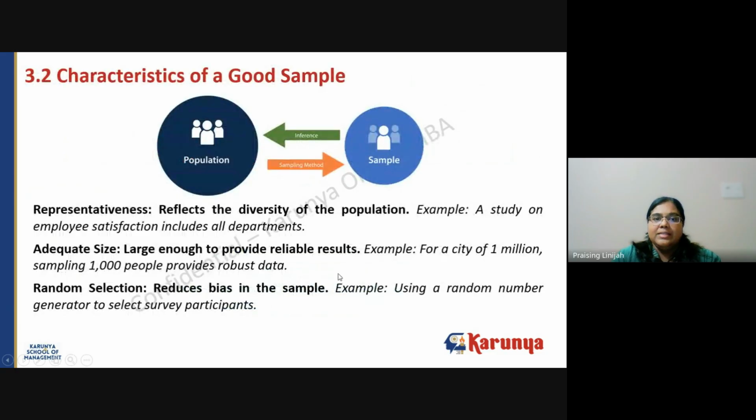Let's try to understand a bit more about the sampling methods, citing the same example, in the next module. Thank you for listening.